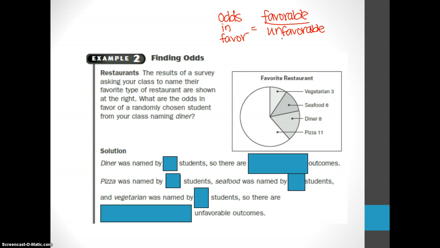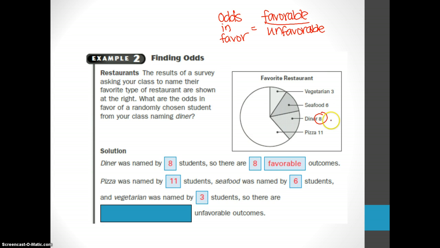The results of a survey asking your class to name their favorite type of restaurant are shown at the right. What are the odds in favor of a randomly chosen student from your class naming Diner? Diner was named by how many students? 8. So there are 8 favorable outcomes. Pizza was named by 11, seafood by 6, and vegetarian by 3. So how many are unfavorable? So add together 11 plus 6 plus 3. There are 20 unfavorable outcomes.